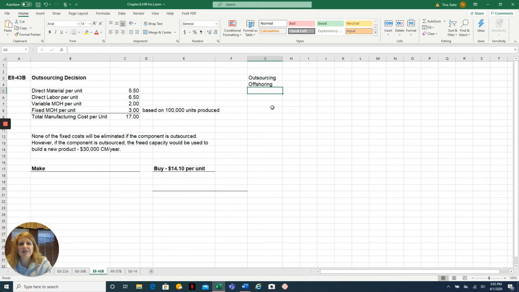Outsourcing means that our company, for example, your textbook talks about Nike. Nike actually has a different company manufacture the products for them. So that's an example of outsourcing. Nike is the main company, and they're actually paying another company to produce the product. So that's an example of outsourcing.